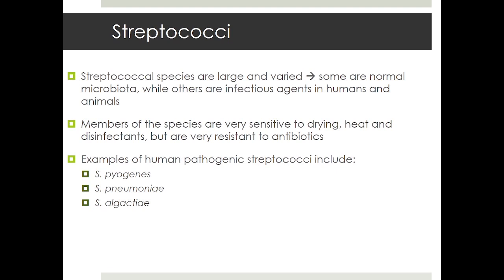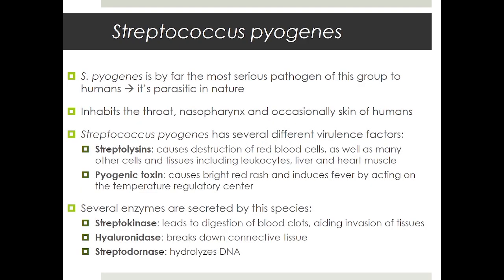There are a lot of antibiotic resistant members of this group, and some of the pathogenic species that we'll talk about include Streptococcus pyogenes, pneumoniae, and agalactiae. Streptococcus pyogenes is the most serious pathogen of this group because it has parasitic tendencies. This is the one that will cause what we call strep throat, and it'll inhabit the tissues in and around that area of the body, but can also live on the skin.